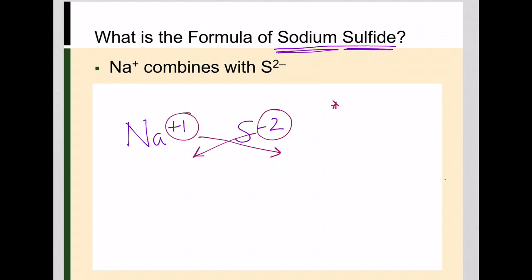Now a few notes here. First, you will never write a 1 as a subscript. Yes, it can be a charge, but we are not going to write that as a subscript. Okay. Also, if you can reduce the charges, you should.